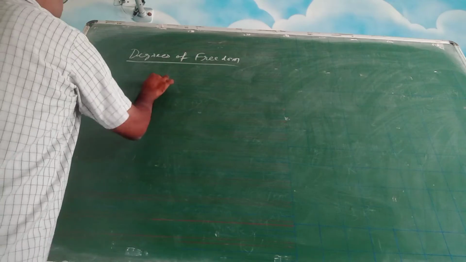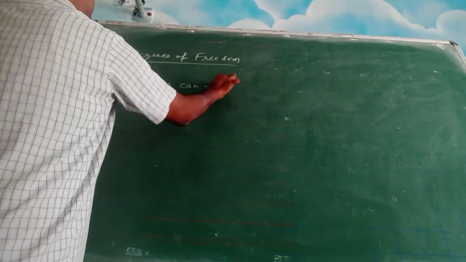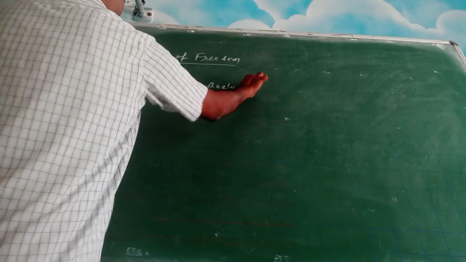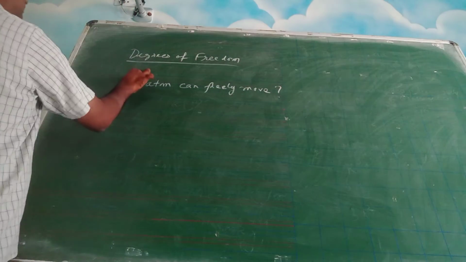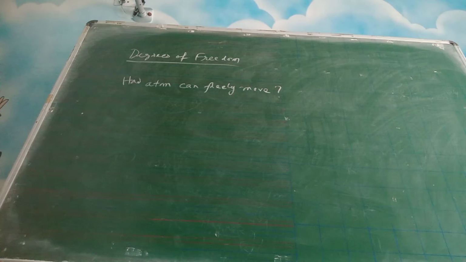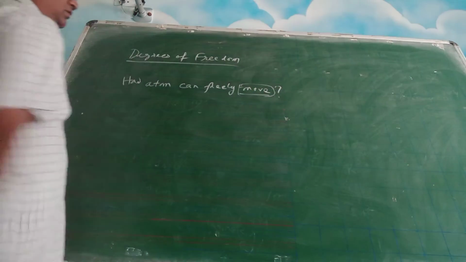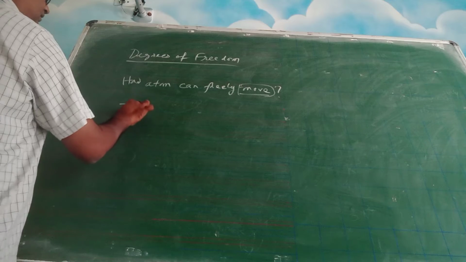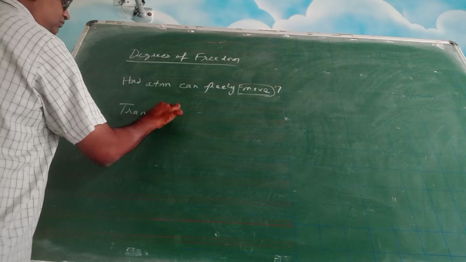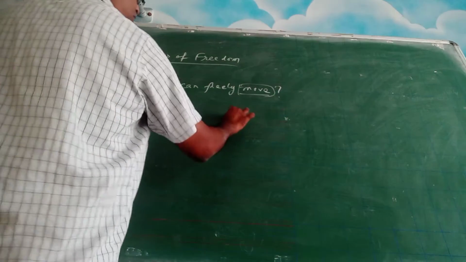atom can freely move. You have to ask in your mind in how many ways atom can freely move. Okay. Now, when we talk about movement, we have two types of movements. Okay. One is translatory motion, one is a rotational motion.